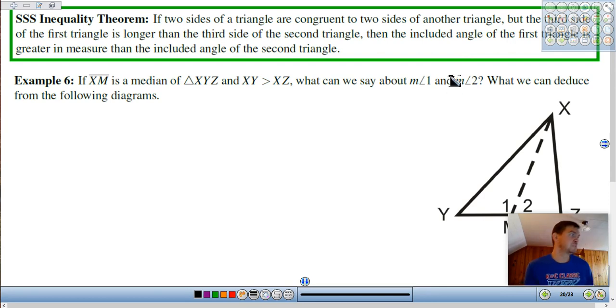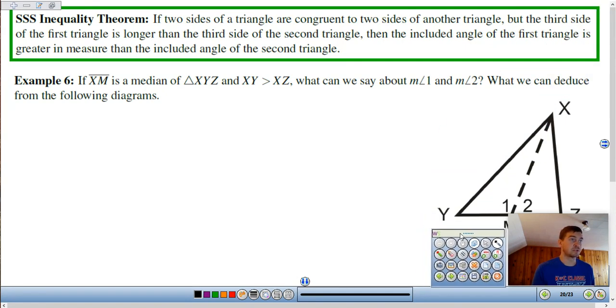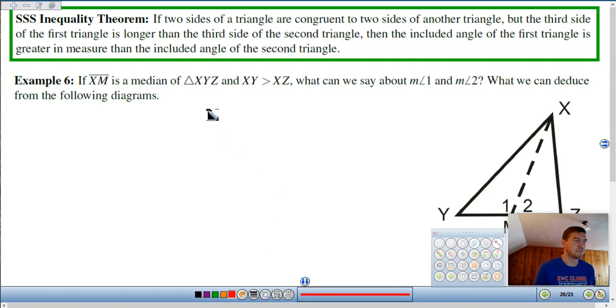So now we move forward to the SSS inequality theorem. It says if two sides of a triangle are congruent to two sides of another triangle, but the third side of the first triangle is longer than the third side of the second triangle, then the included angle of the first triangle is greater in measure than the included angle of the second triangle. That is definitely a lot to say, but I'm going to draw it out a little bit.